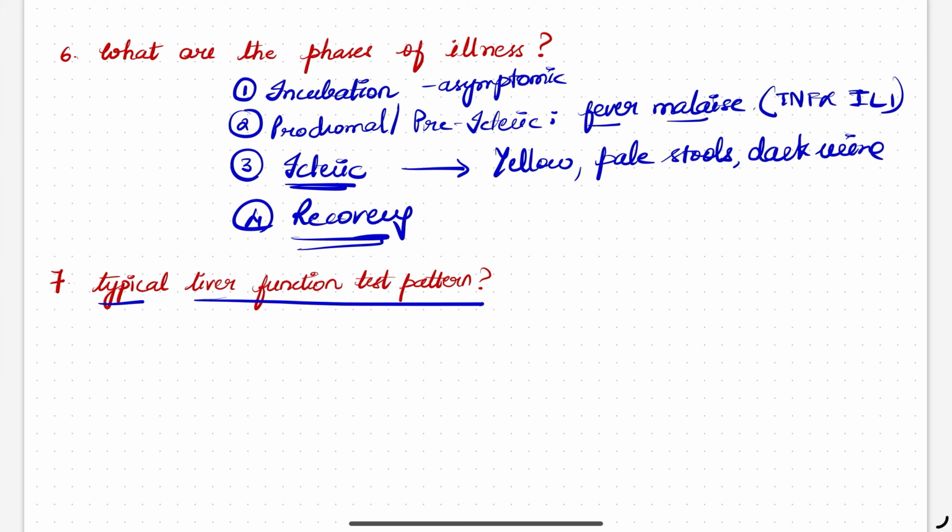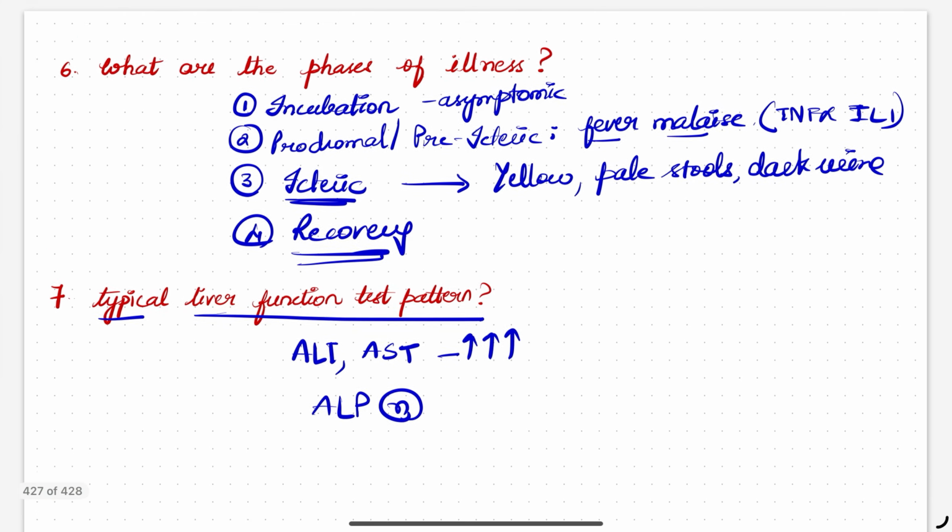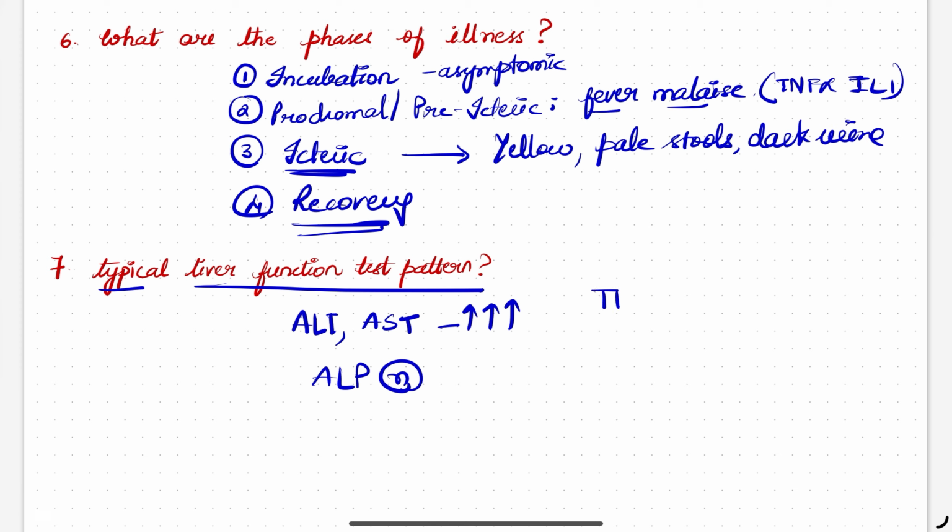The typical liver function test pattern in hepatitis A is that alanine transaminase and aspartate transaminase are increased with alkaline phosphatase at normal levels, and there is mixed hyperbilirubinemia, that is total bilirubin is raised, indirect is raised, and direct bilirubin is also raised.